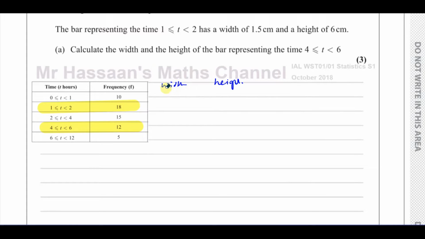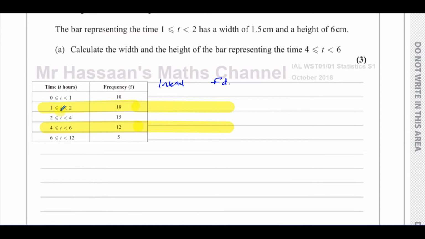So when they're talking about width, I'm going to talk about the interval, which is how wide each interval is. And for the height of the bar, the height is determined by the frequency density. I'm going to concentrate on just these two, because we only have to deal with these two and I'm not really concerned with the rest.